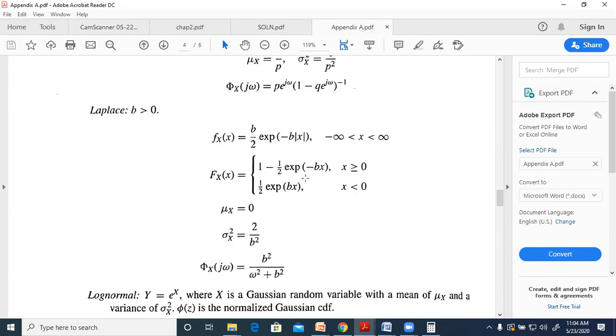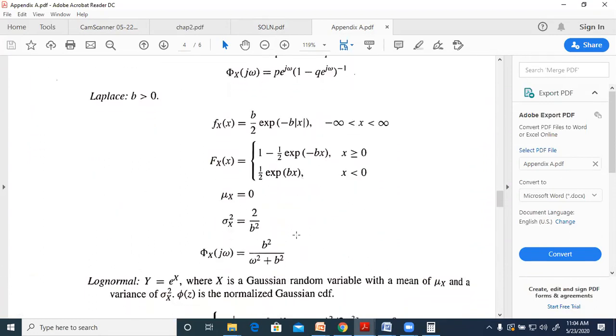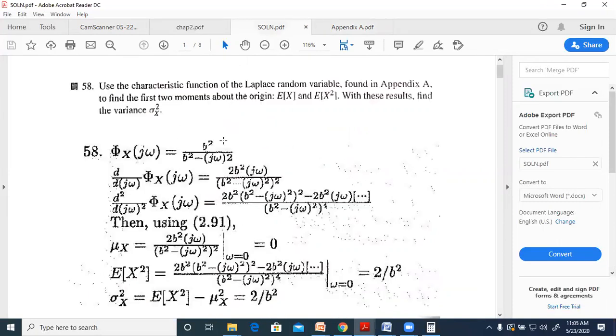Yes, phi is this: b squared by omega squared plus b squared is the phi there, and that is written as b squared plus omega squared, which is written as b squared minus (j omega) squared. So we were discussing this: b squared by b squared minus (j omega) squared.